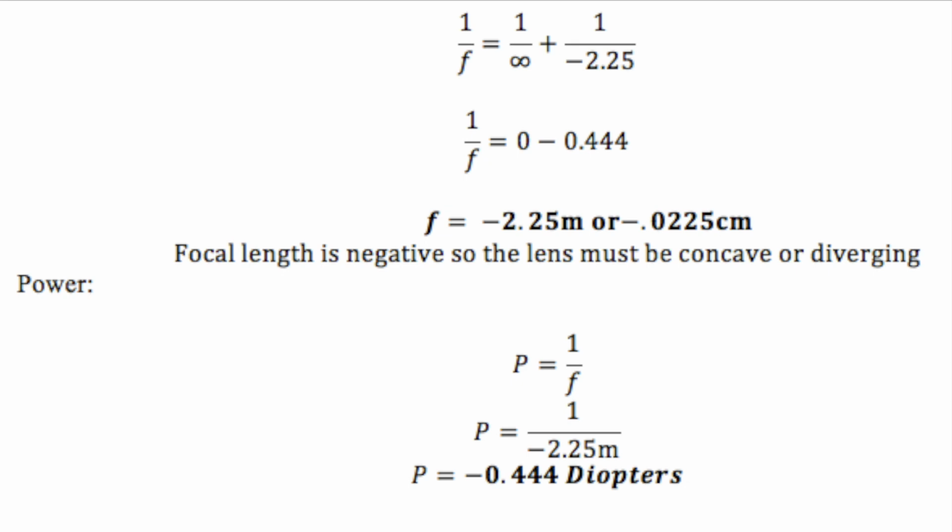Since the focal length is negative, the lens must be concave or diverging. The power of the lens is P equals 1 over F. So you would use P equals 1 over negative 2.25 meters, and so the power would be negative 0.44 diopters.